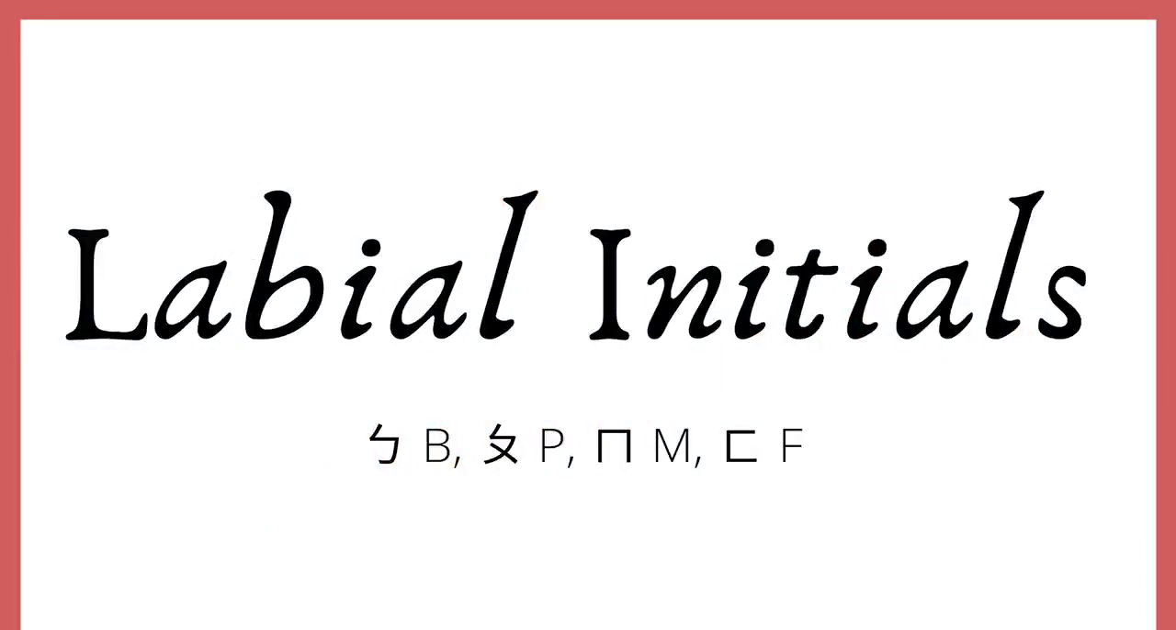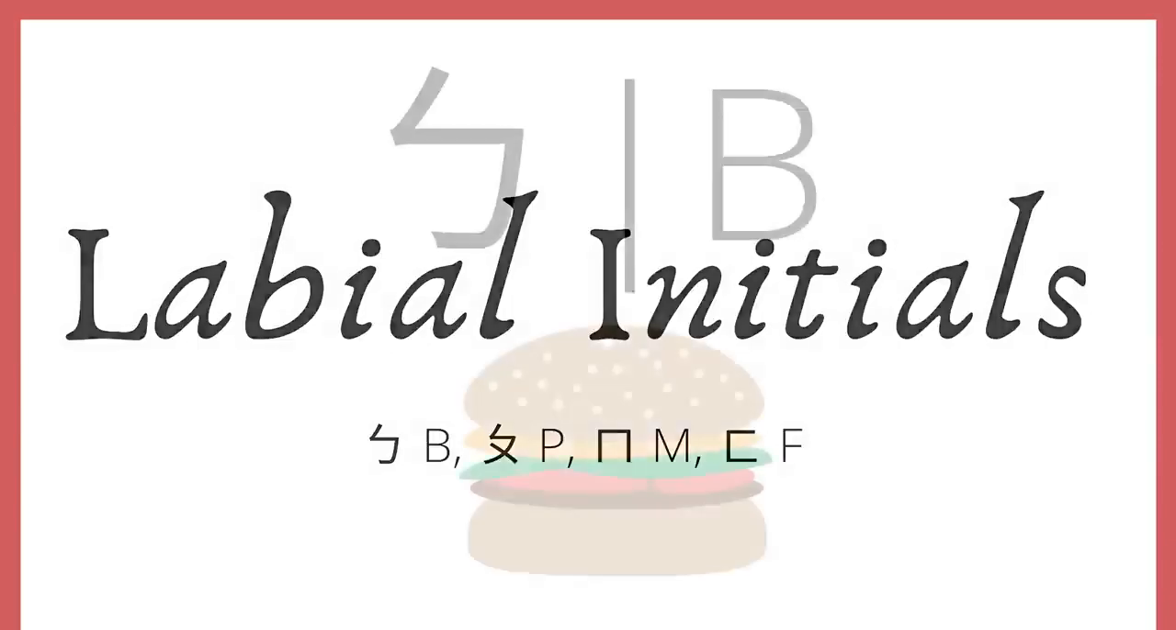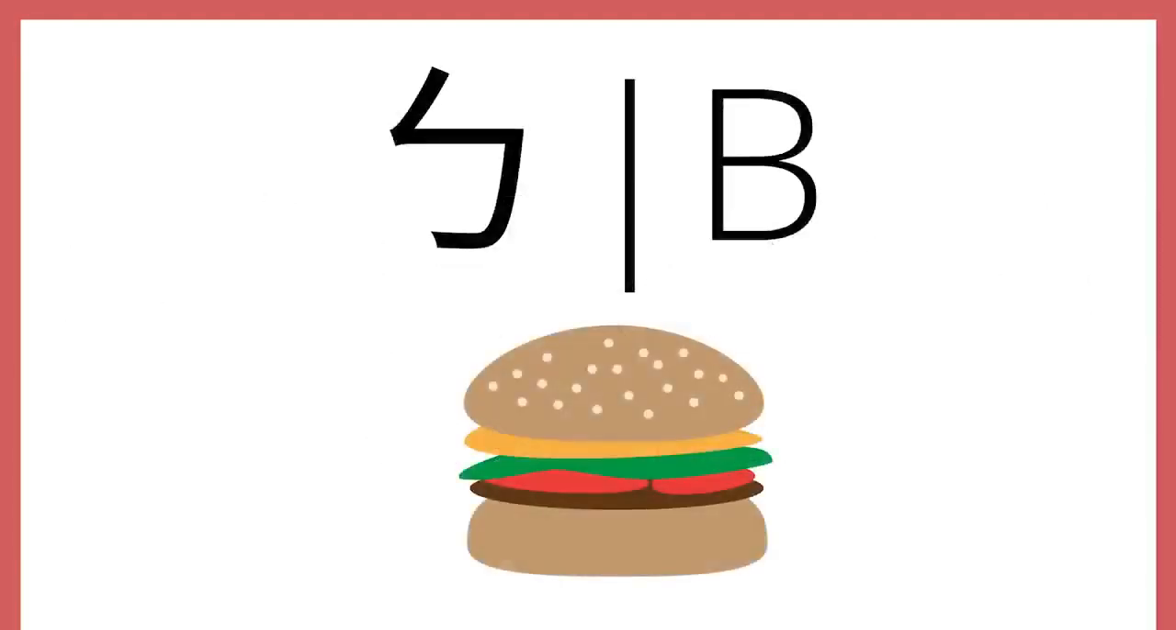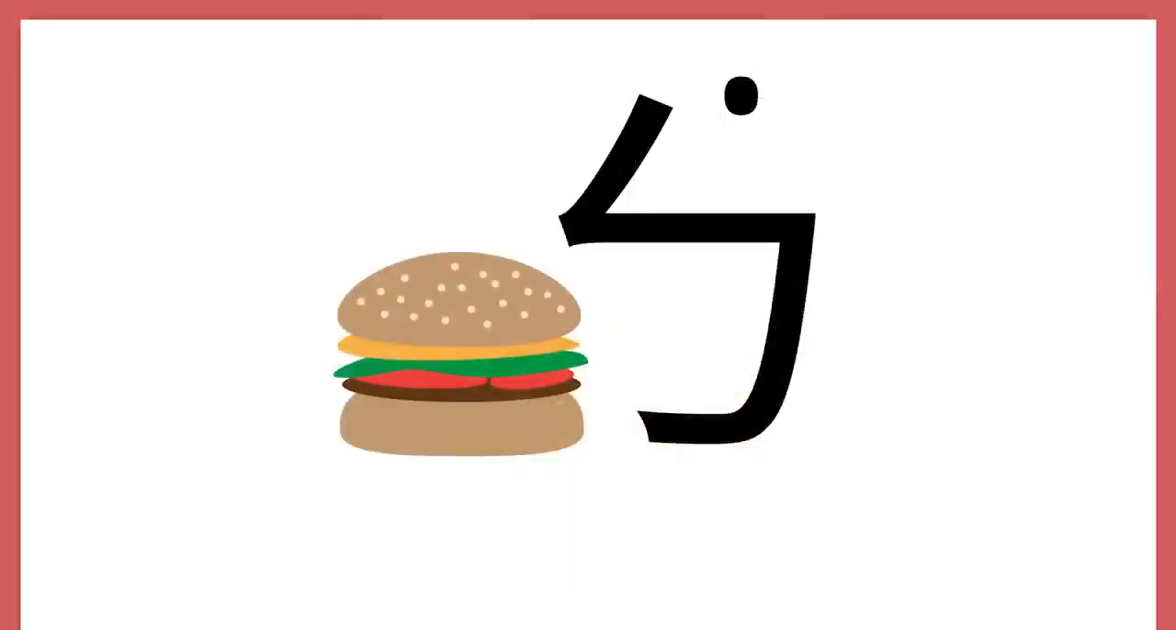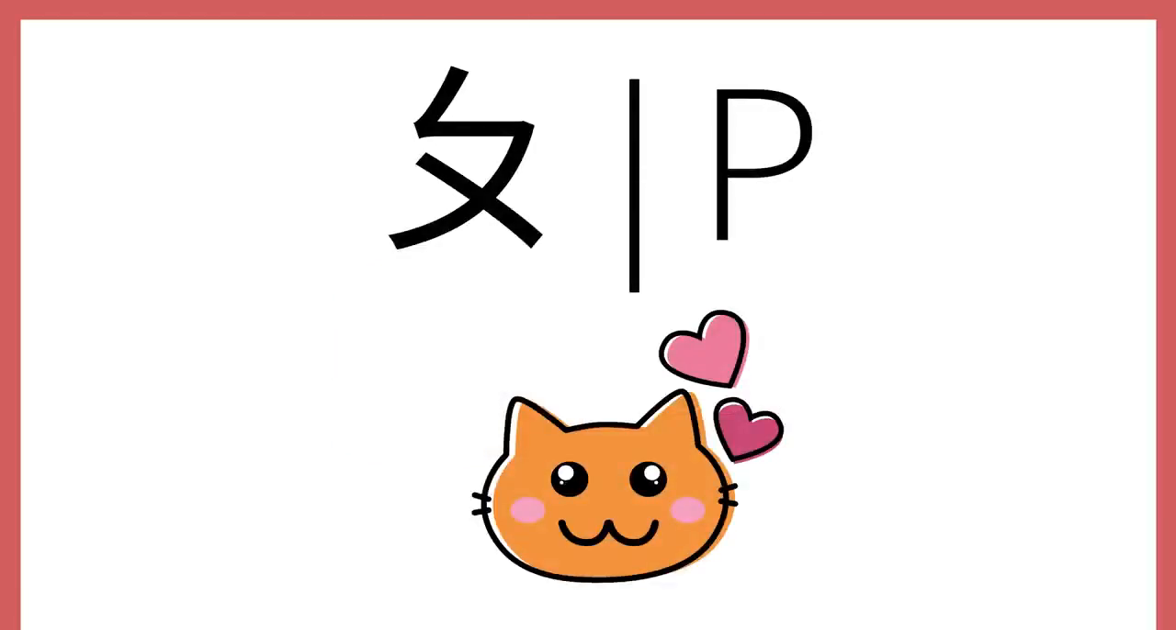B, P, M, F. So the first one, B, think of a burger. Now, get rid of the erger and you get B. In pinyin, it's just a B, and the zhuyin looks a bit like a mouth facing left, about to eat a burger.